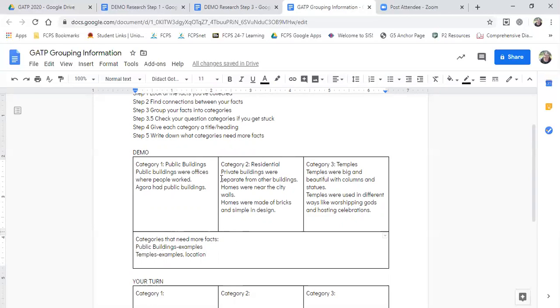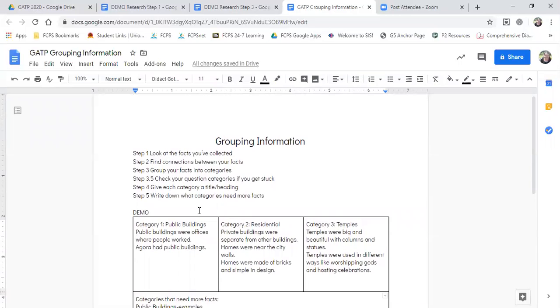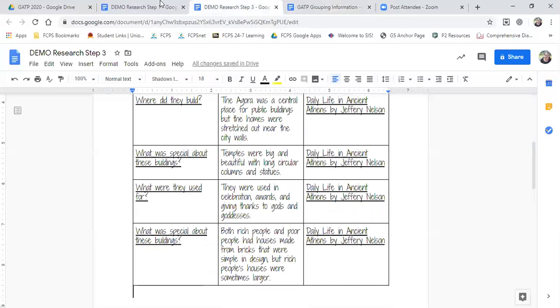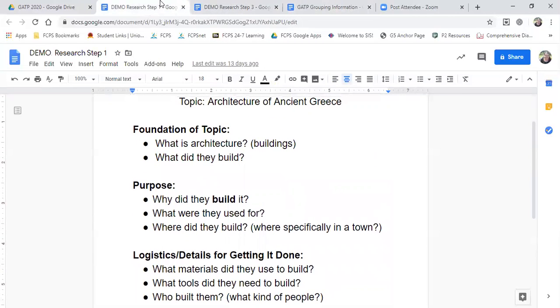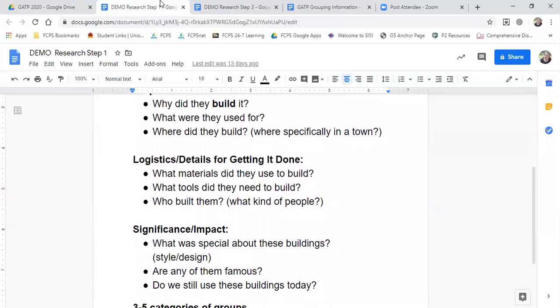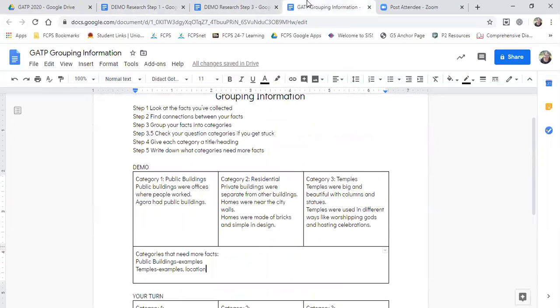But I'm also thinking back to my questions, and because I know that I haven't answered all of my questions yet, I may end up having another category. So my questions are here, and I've hit some of the things like what they were used for and where they were built. But I have this category of the impact of them, and were they famous, and what materials they were using. And that's something that I still need to keep researching. So I am going to add that down here. So some things may need more facts, but I may end up having another category of construction, and I may need to still look for the materials and tools.